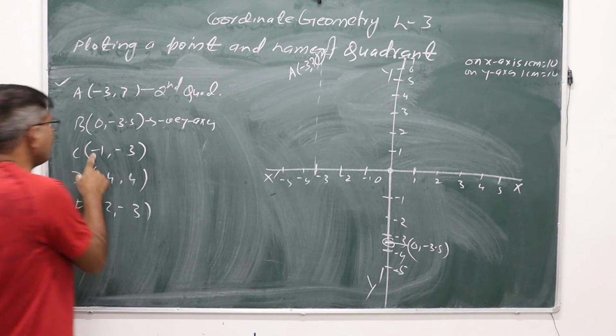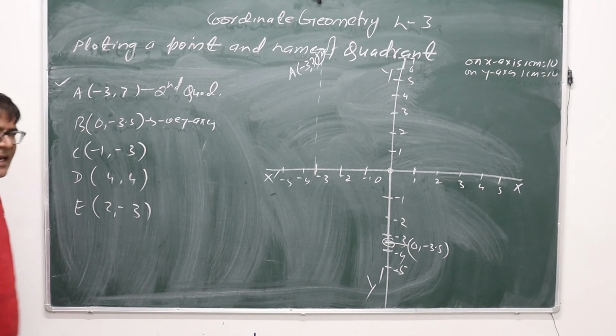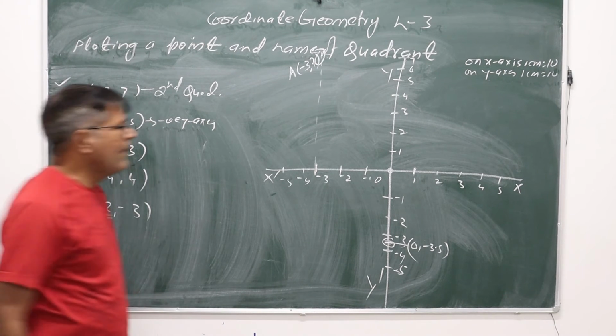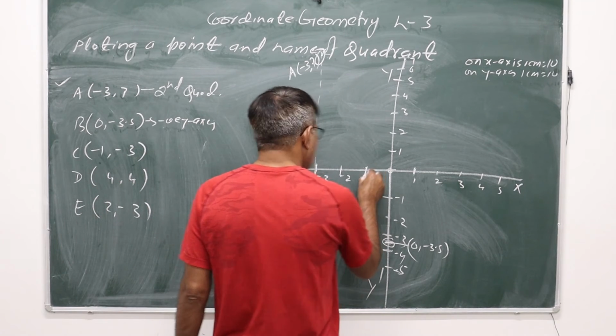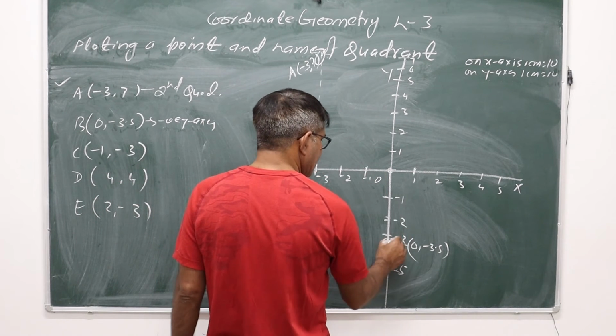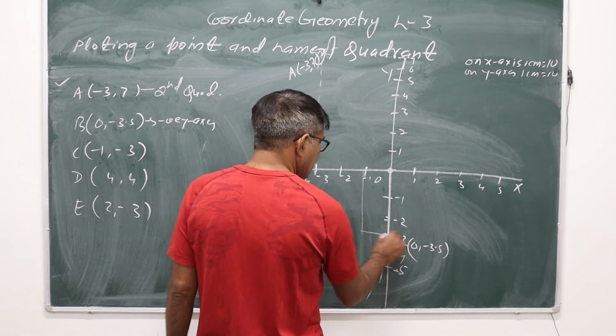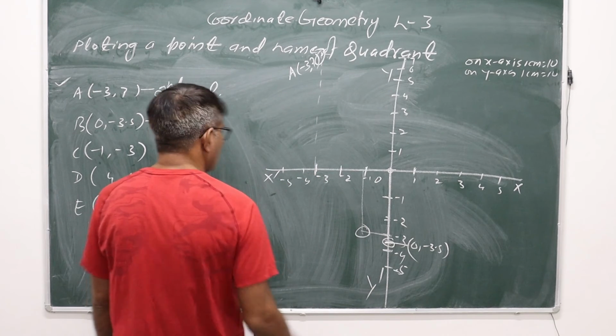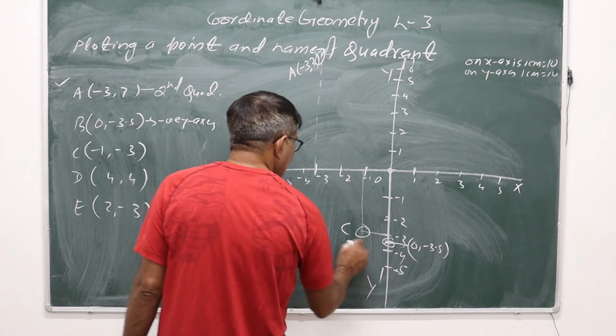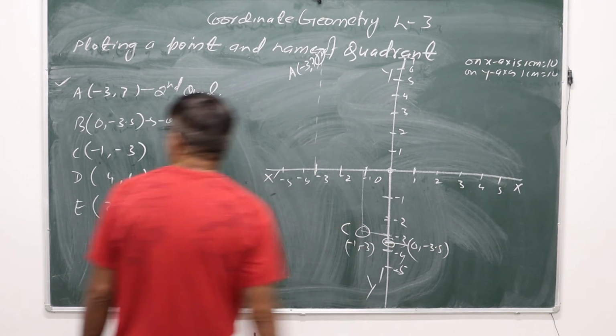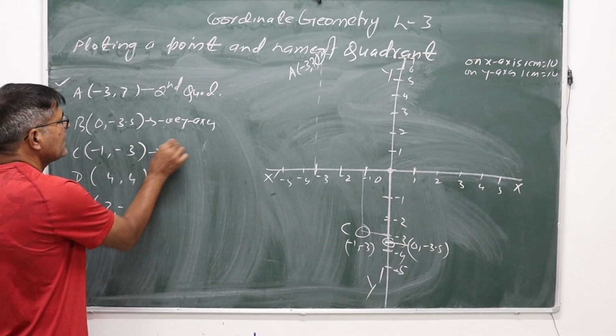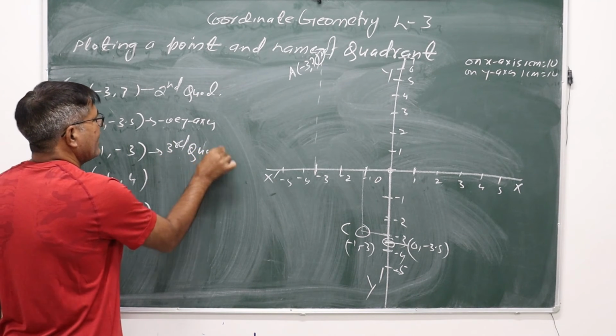Then next (-1, -3), both are negative, so ये थर्ड क्वाड्रेंट में होगा. -1 का मतलब ये और -3 means -2, -3 ये वाला. So this is the intersection point. So this is the point C (-1, -3). So the quadrant will be third quadrant.